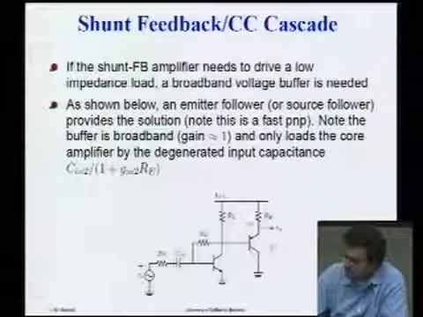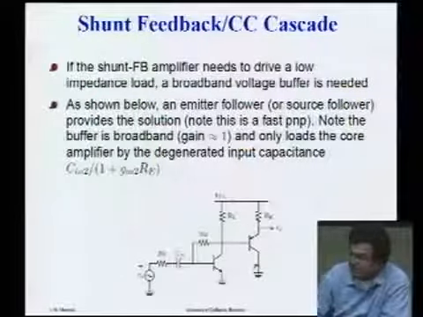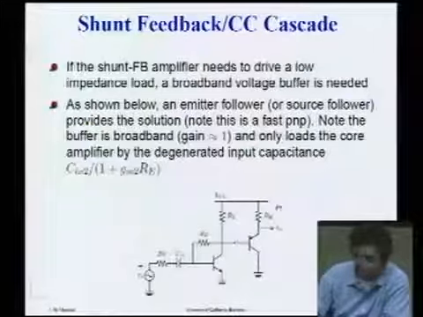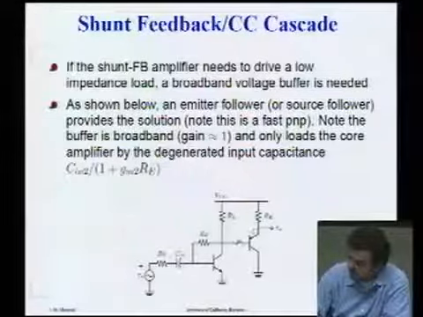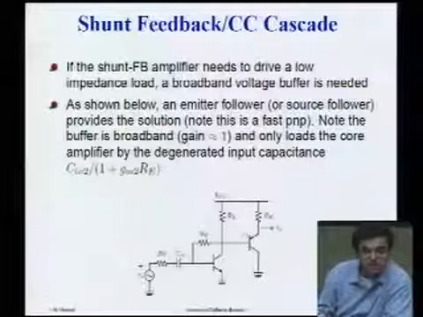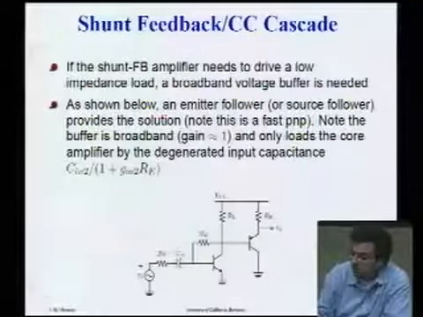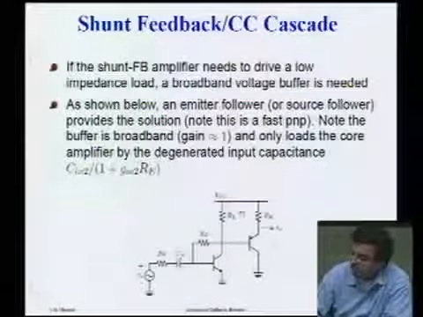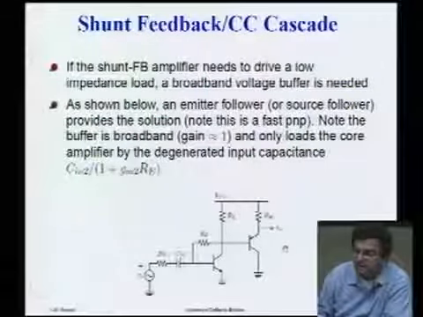One of the nice things about using an emitter follower or source follower is that it doesn't necessarily degrade your bandwidth, and that's because, even if this is a large device, the input capacitance is really bootstrapped. The source node or the emitter node more or less follows the base or gate node, and so the actual voltage across that capacitor is quite small. It has positive gain, so if you use the Miller effect, you'll find that the effective capacitance is actually quite small. Another way to look at it is that the input capacitance is degenerated by the loop gain of the second stage, and so this is a nice way to not degrade the bandwidth of this amplifier.